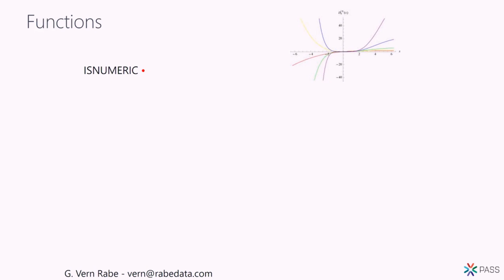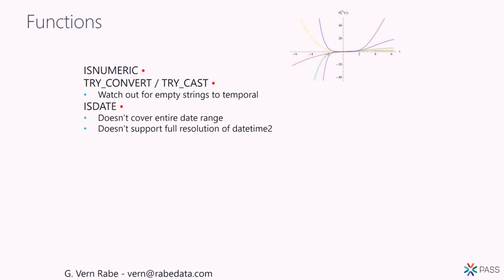IsNumeric: simple thing about that. Avoid it like the plague. Do not use IsNumeric. Period. Many problems. Try TRY_CONVERT or TRY_CAST instead if you can.